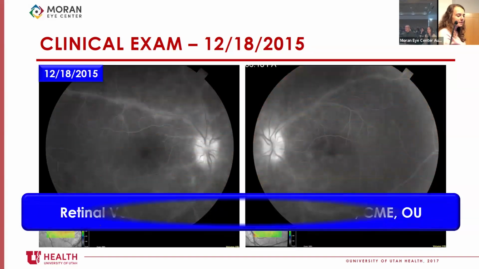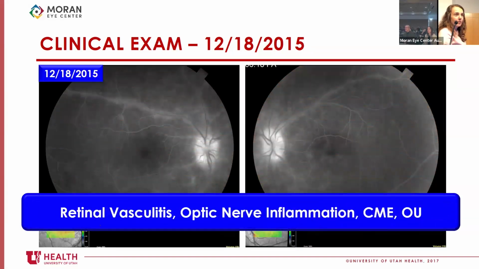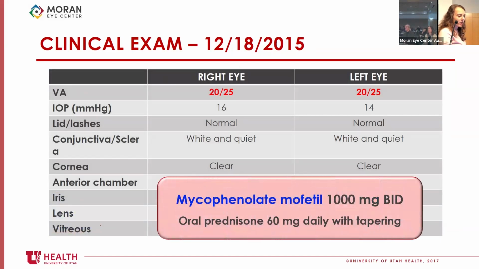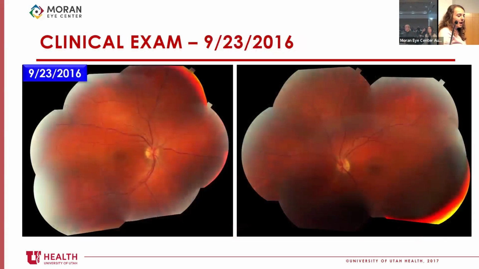Unfortunately, 6 months later, he came back with a recurrence of similar findings with bilateral disc edema and disc leakage, as well as the perivascular leakage, and this time also angiographic macular leakage in both eyes. Visual acuity decreased to 20/25 in both eyes, 1+ vitreous cells without any haze in both eyes. AC was still quiet. Given the chronic course and the refractory nature of the disease, he was at that point started on mycophenolate as an immunomodulatory therapy for the long-term control of the inflammation with a prednisone bridge treatment.